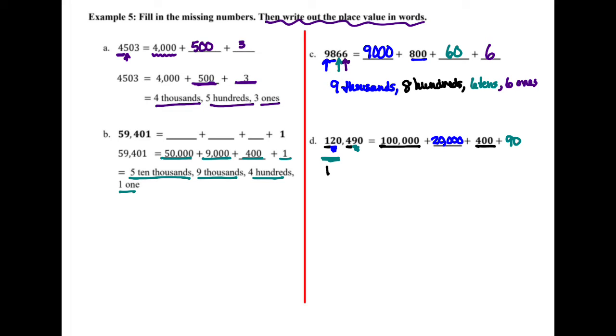We have 100,000. There we go. 2 10,000s. Now don't forget, you're doing the ones that they had already done. You have to do each one of them. So 4 hundreds and 9 tens.